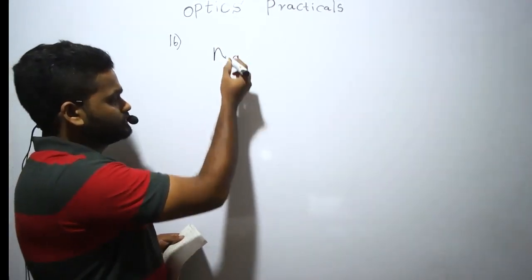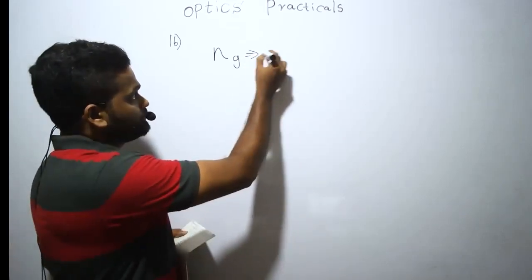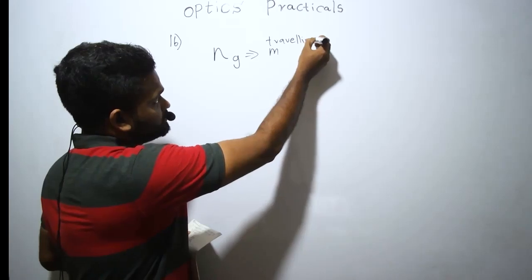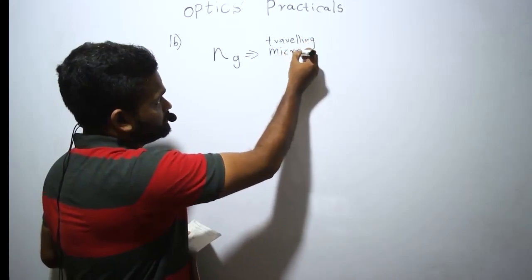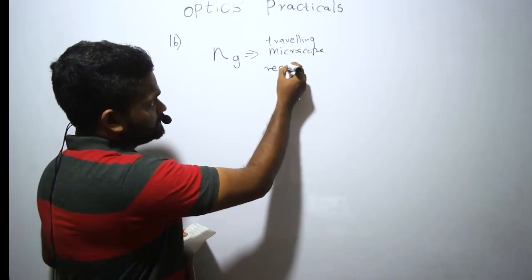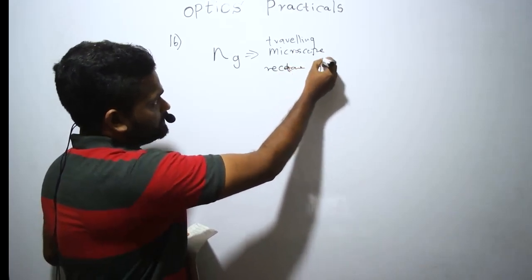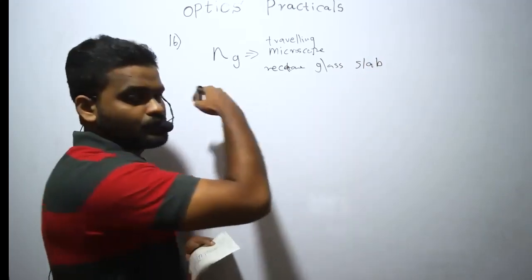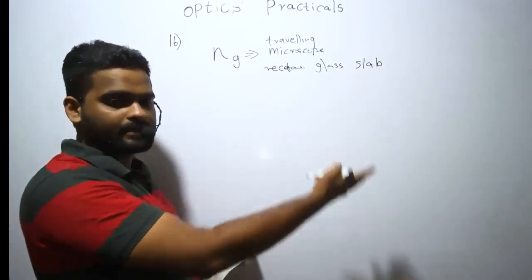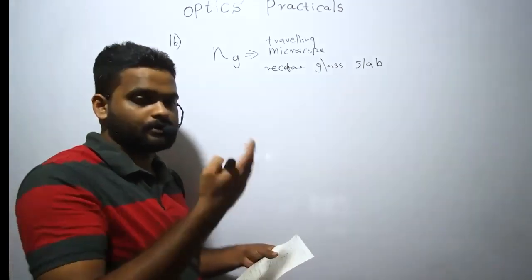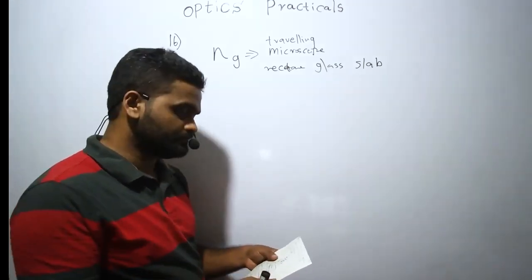So for that we need a traveling microscope and a rectangular glass slab. As I'm giving you this, you can take notes. Whatever is on the board, you can take it down as well.